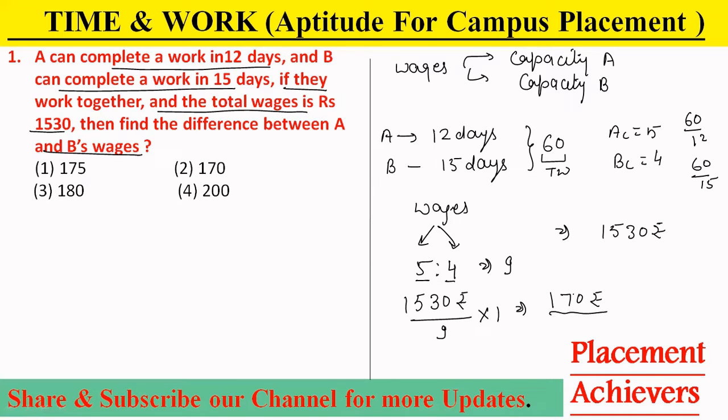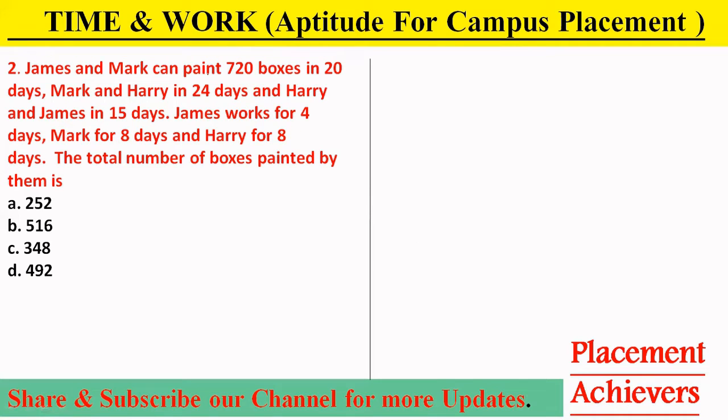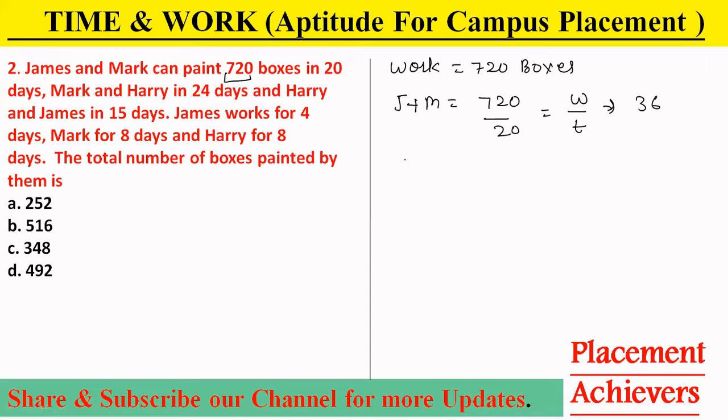Okay, dear friends, next: James and Mark can paint 720 boxes in 20 days. Here we can see work is already given. There is no need of taking the LCM of individual times. So the capacity of James and Mark is equal to 720 upon 20. As we all know, capacity is equal to work upon time, which is equal to 36.